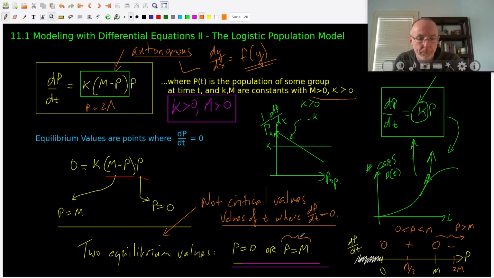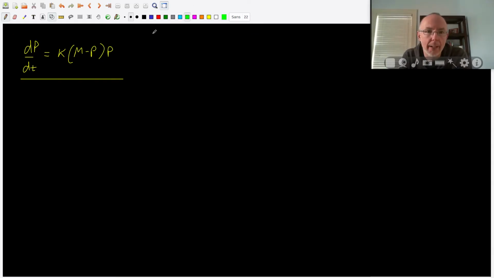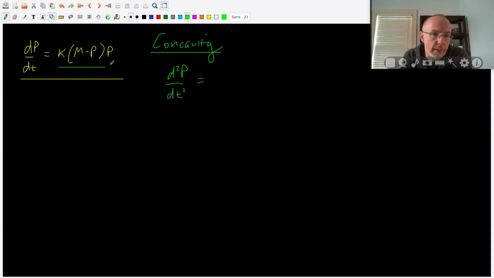at concavity. If we want to think about concavity, we want to think about the second derivative with respect to time. So if we go through and differentiate this, we're going to differentiate implicitly, and remember that p itself is a function of t. You might see this written that way. All that says literally is p is a function of t. So k is a constant, so I'm going to ignore it. So I've got two factors here. I've got the m minus p.